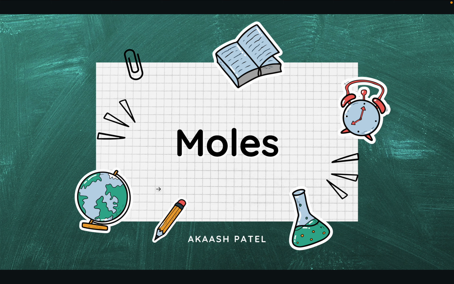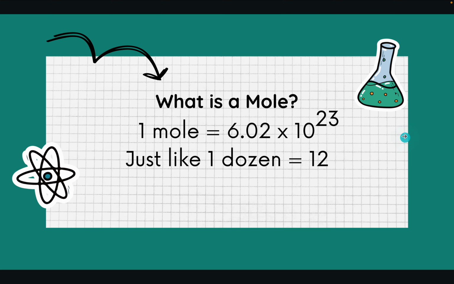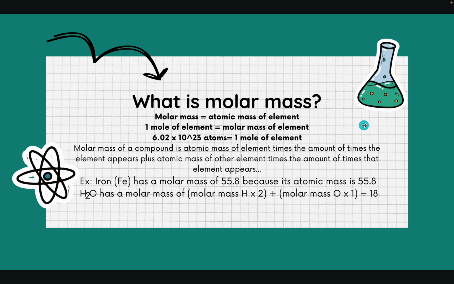Today we're going to be looking at the topic of moles. So what is a mole? 1 mole is equivalent to 6.02 times 10 to the 23rd units, or atoms, or molecules. Just like 1 dozen equals 12, 1 mole equals 6.02 times 10 to the 23rd.